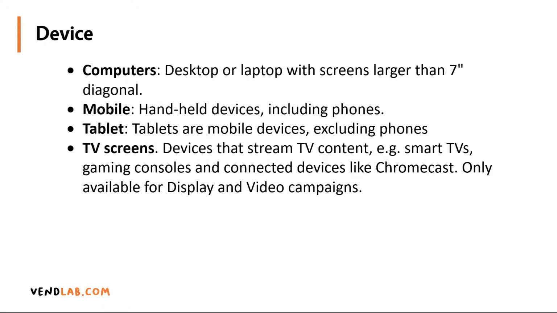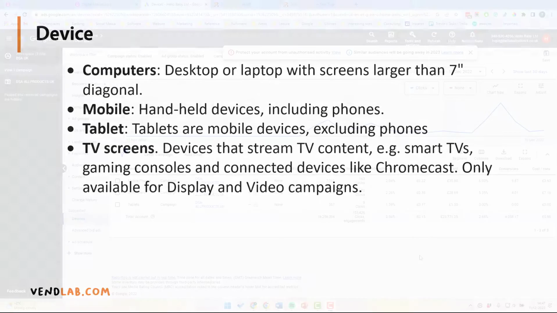Device targeting enables you to optimize your bids depending on the device which the user is using. There are 4 different options available. Computers are desktops or laptops with screens bigger than 7 inches diagonally. A mobile is a handheld device including phones. Tablets are other mobile devices excluding phones. And TV screens are devices that stream TV content, for example smart TVs. TV screens are only available for display and video campaigns.